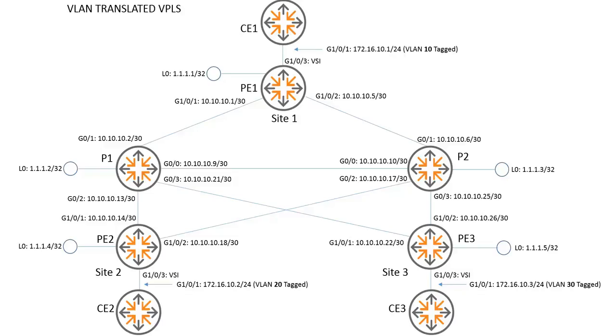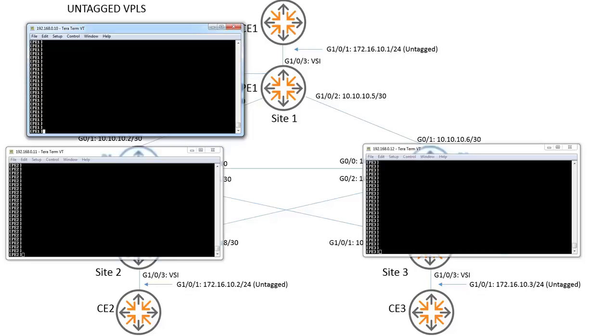I will show you how to set up a Martini VPLS and a Kompella VPLS. For the Martini VPLS I will only show you the untagged scenario, and for the Kompella VPLS I will show you how to configure the tagged and VLAN translation scenarios. So both tagged and VLAN translation configs are exactly the same, whether you configure it for Martini or Kompella. Let's start with the Martini VPLS setup.